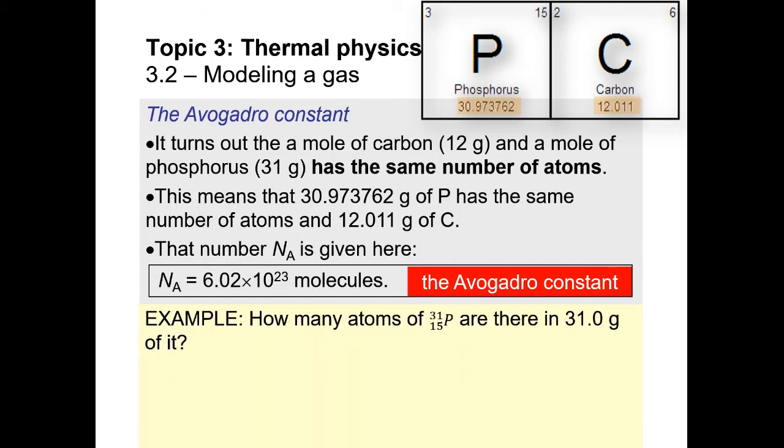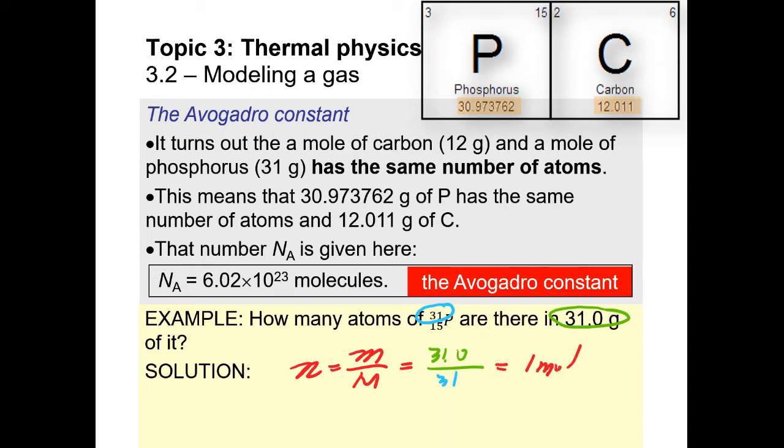Let's take a look at how many atoms of phosphorus-31 are there in 31 grams of it. So mole number equals mass divided by molar mass. Mass is 31 grams given, and molar mass is 31. So that is 1 mole. And 1 mole of any substance contains Na, which is 6.02 times 10 to the 23 molecules.